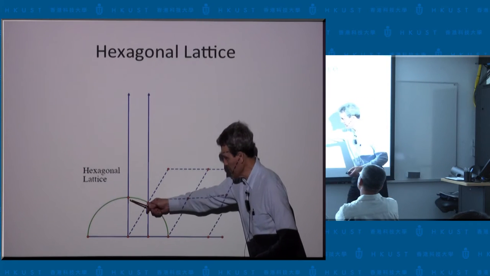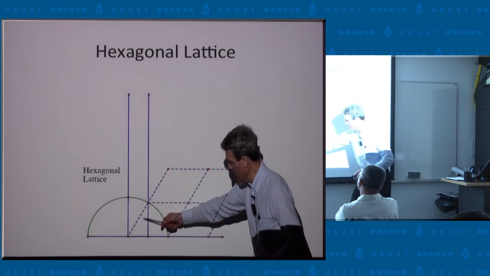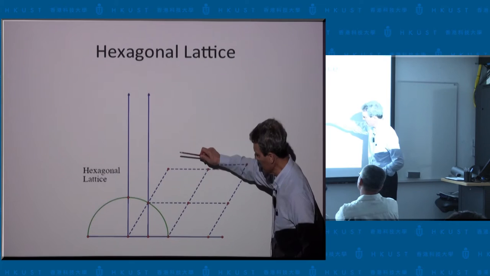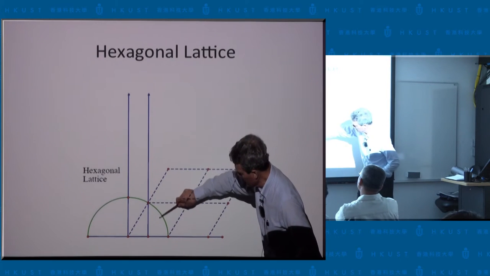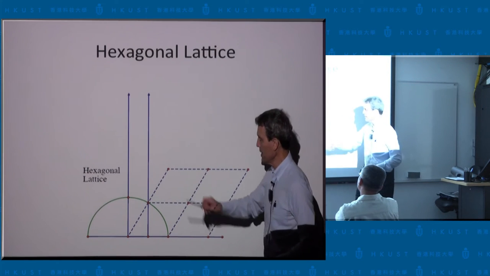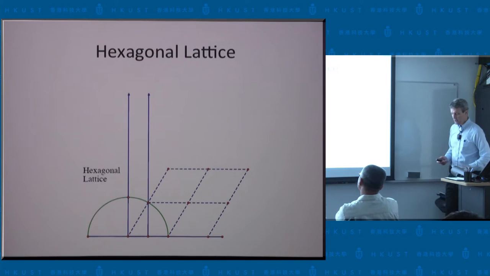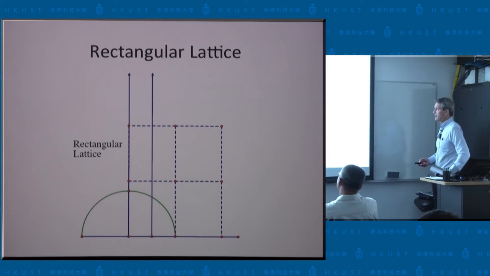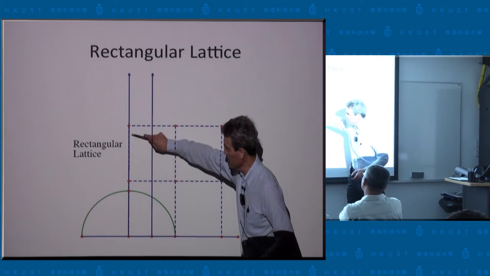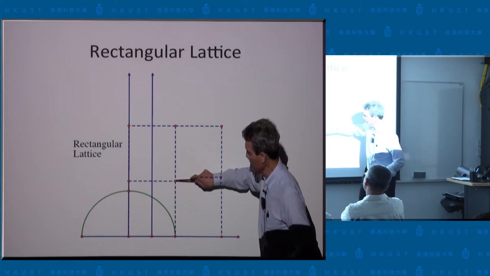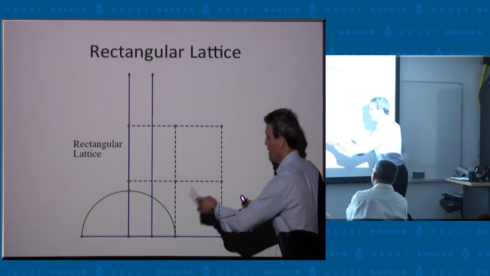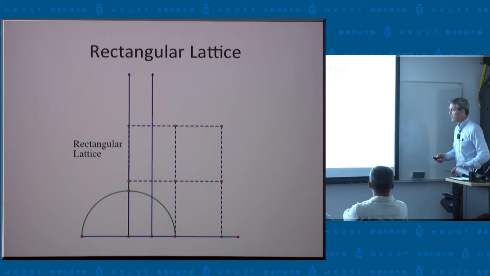If that second vector is over here at the halfway point between 0 and 1, then you get the hexagonal lattice. So there will be 6 points of the lattice on the unit circle, and they will form a regular hexagon. So that's called the hexagonal lattice. And then if the second point moves up the y-axis a little bit, the fundamental regions of the lattice become rectangles rather than squares, so that's called a rectangular lattice.